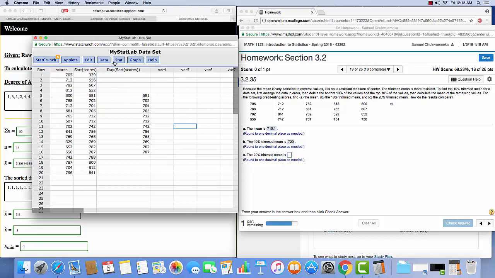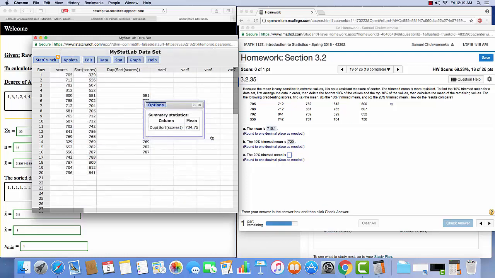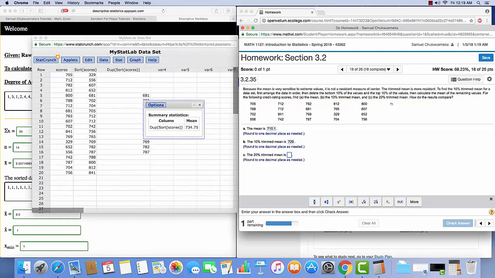20% trim mean. So then I go to stats, summary stats, columns. I click, this is what I'm using here. And if you want to name this, that's fine. What I used, you can rename it if you want to rename it. Then I click on mean, I click compute. Rounding to one decimal place as needed, this gives me 734.8.